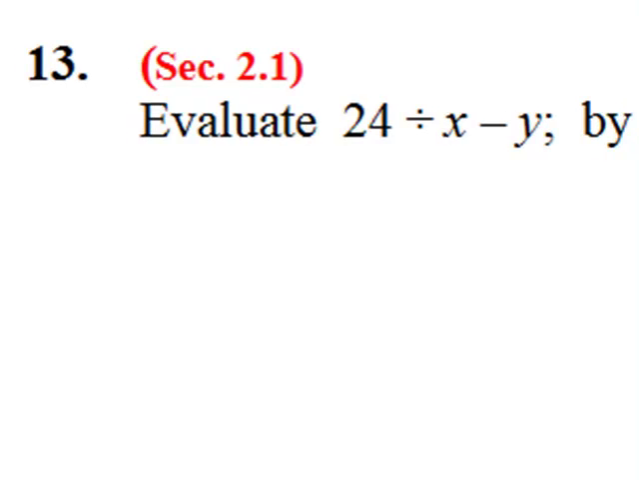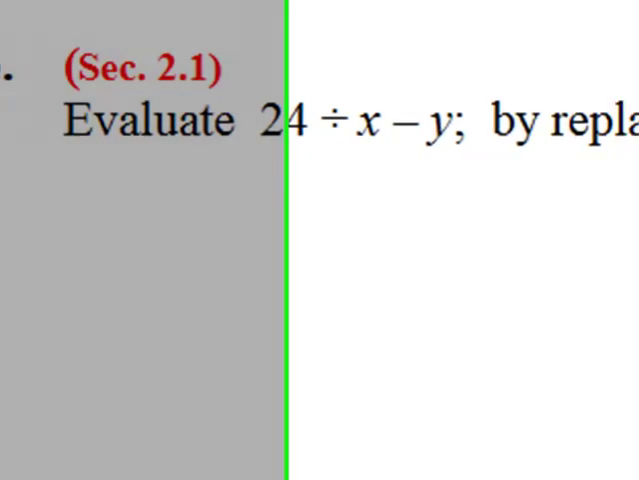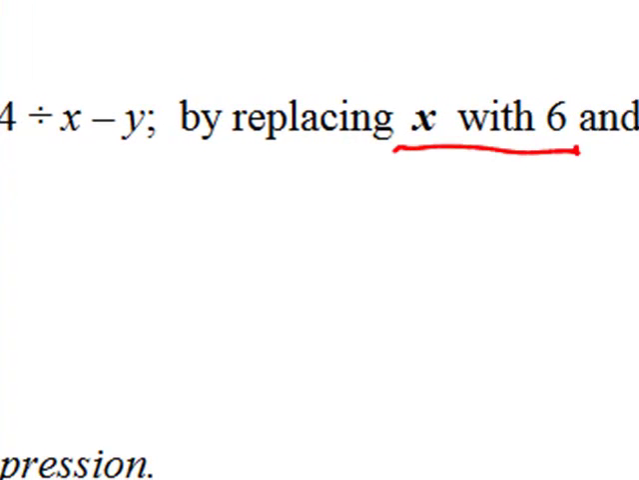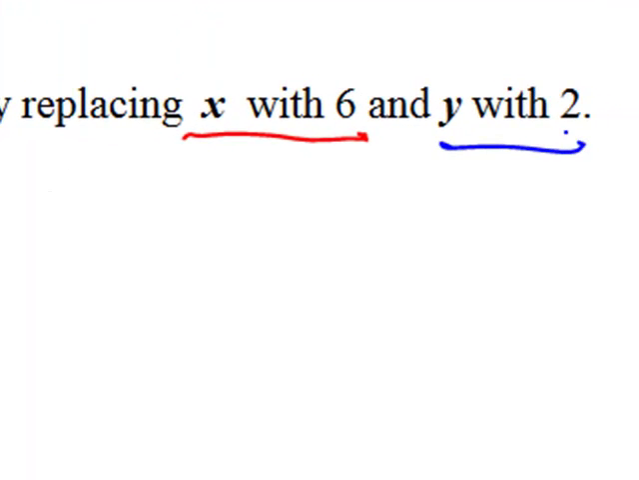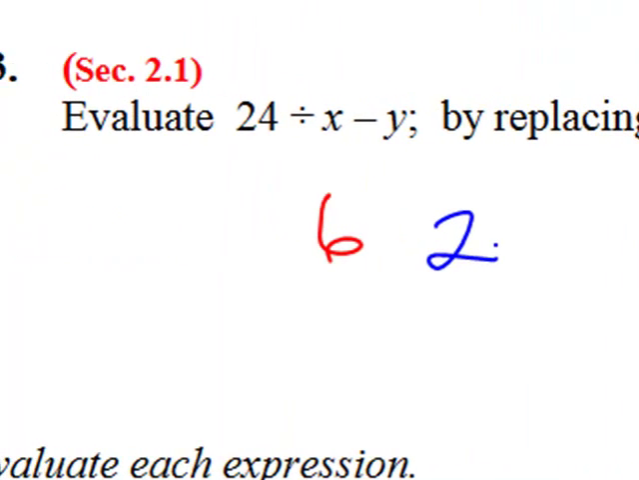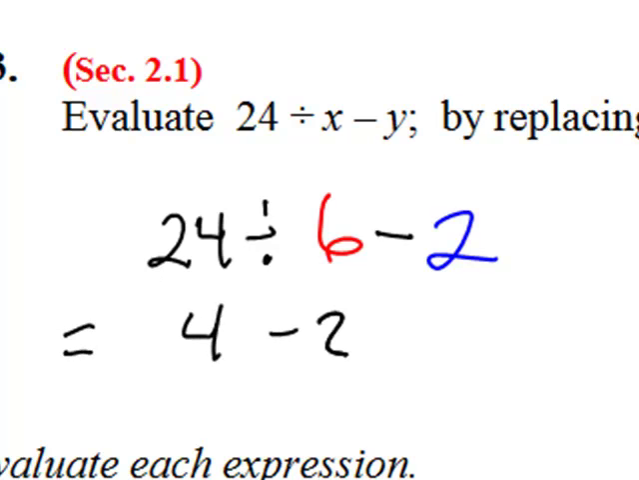Number 13. We're asked to evaluate this expression, 24 divided by x minus y. And we are going to replace x with 6, so it'll be 6 right there, and y with 2. So we'll put a 2 right here. And what goes in and around those is 24 divided by 6 minus 2. And now the order of operations takes over. 24 divided by 6 is 4. We do that first, minus 2. And then 4 minus 2 is 2.